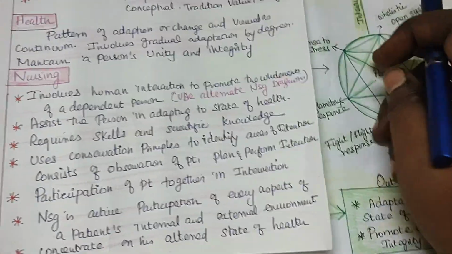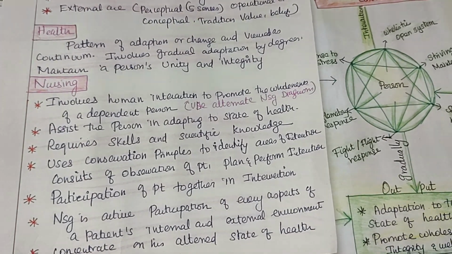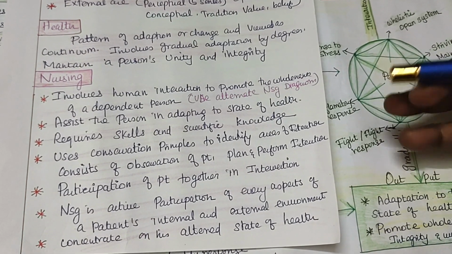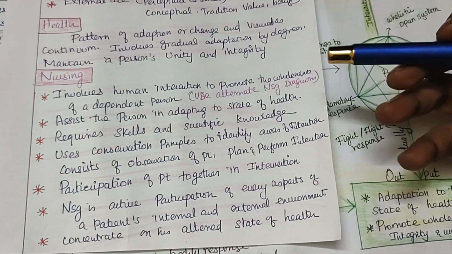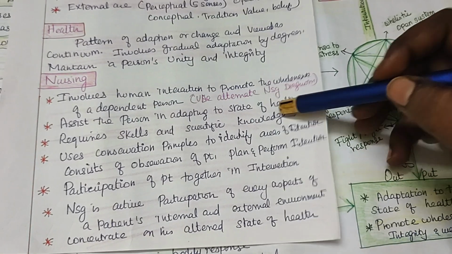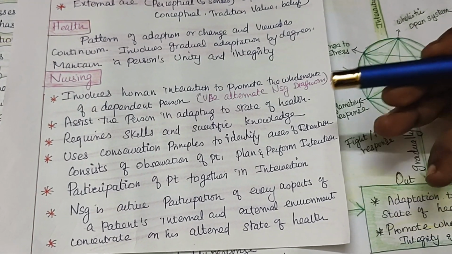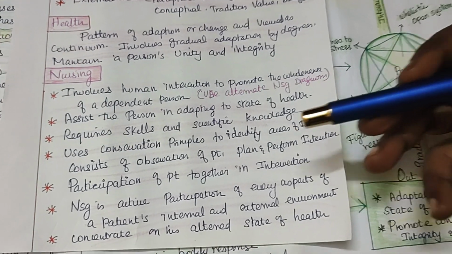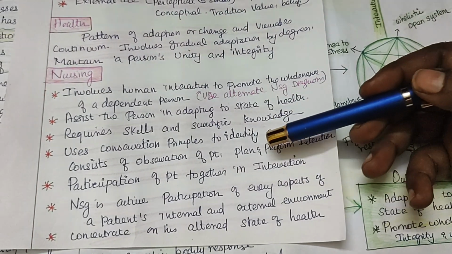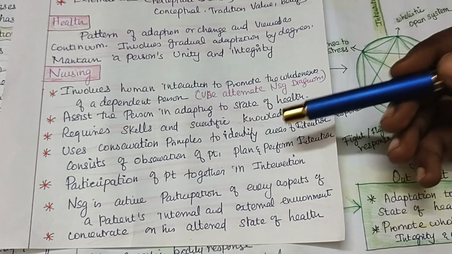About nursing, she says it involves human interaction and promotes wholeness. You have to use alternative nursing diagnoses and alternative interventions, because every patient is unique and every stress is different from one person to another. She says assist the individual to adapt to the health status where he wants to adapt. Nursing requires skills and scientific knowledge, and she says to use the conservation principles: conservation of energy, conservation of social integrity, and conservation of personal identity or integrity. Everything is about giving respect to the person.